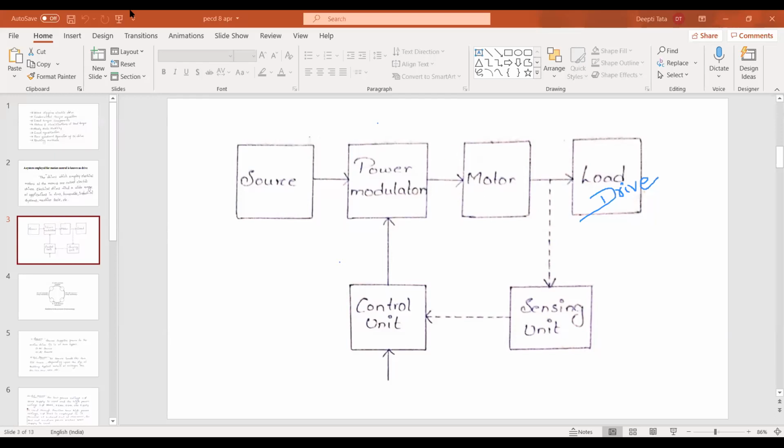Actually, these drives may be of a number of types. By rotating the motor, you are going to control the drive speed, not the motor. By the motor, you are going to control the speed of your drive. Okay, just wait for 5 minutes. I will complete this topic, then I will clear all the doubts raised by you.